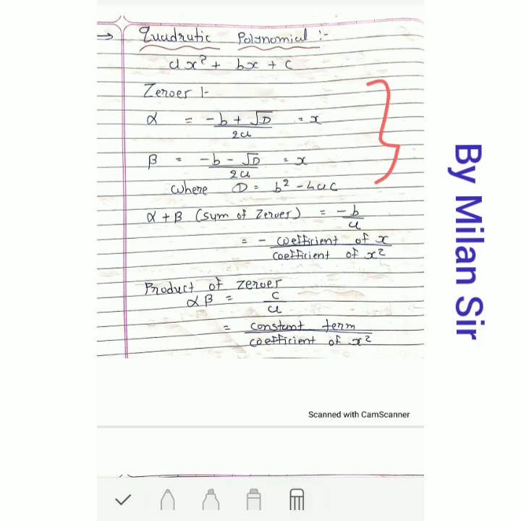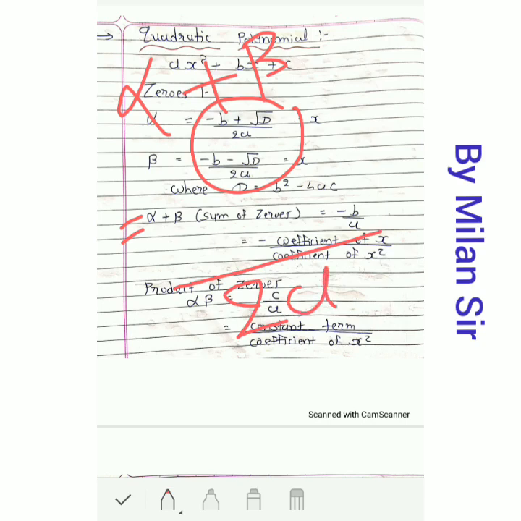Now add these two formulas, alpha plus beta. Now alpha and beta are here, so I am directly writing the addition, and in the denominator, in both formulas for alpha and beta, 2a is there. That means no need to take the LCM, so I am directly writing 2a here, and I add the numerators: minus b plus under root d, and second, minus b minus under root d.